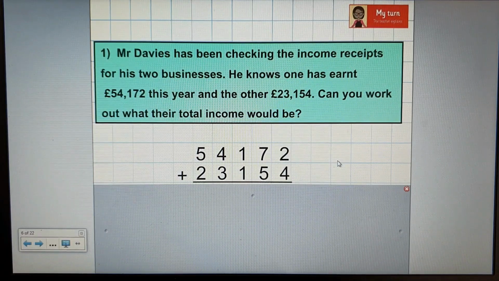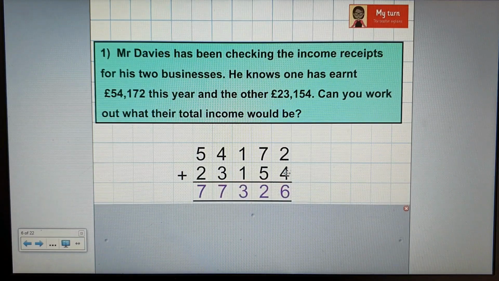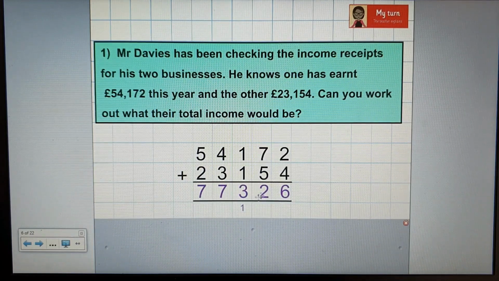Now if you're not sure about column addition, again you can go back and watch last week's video for another reminder, but I'm going to just go through it again quickly here. So we should have 2 add 4 would make the 6, 7 add 5, I've got a 2, 7 add 5 would make 12, so I carry my 1 over, my extra 10, so I've got 12 tens, becomes 100. So I've got 1, 1 and another 1 makes 3, 4 and 3 makes 7, and then finally I've got 5 add 2 makes 7.